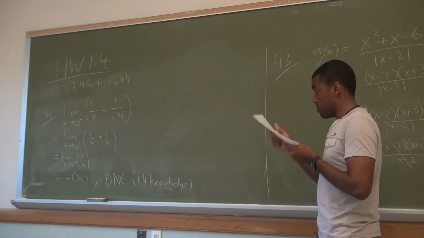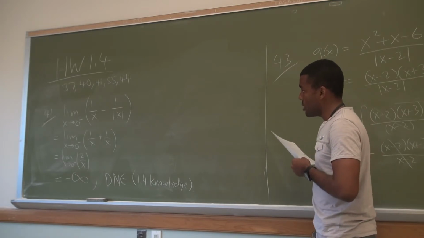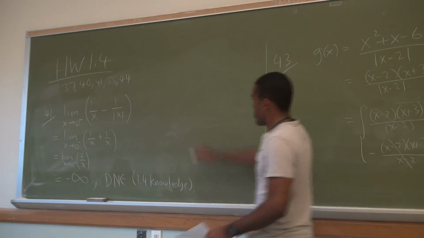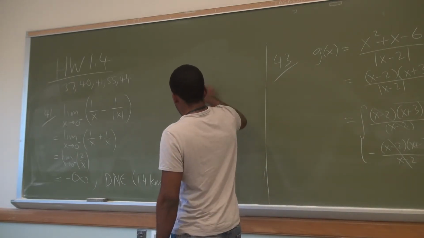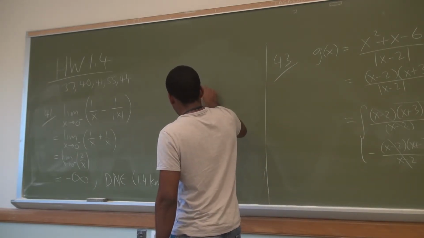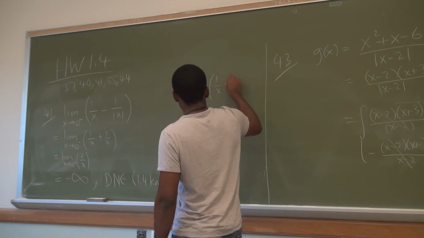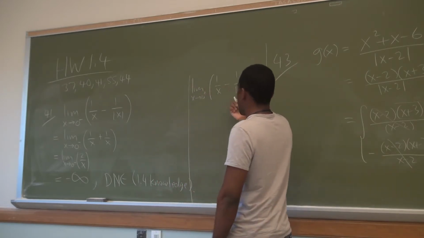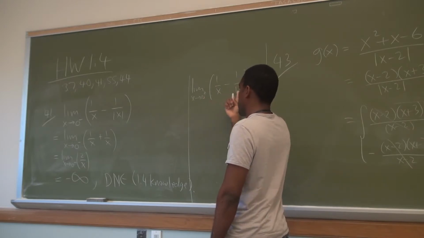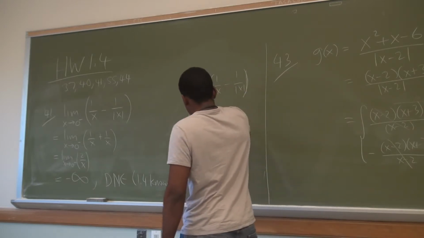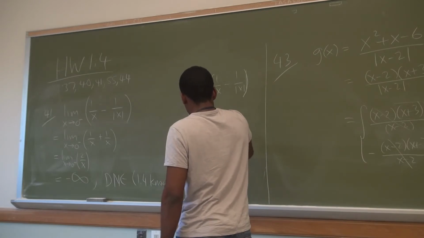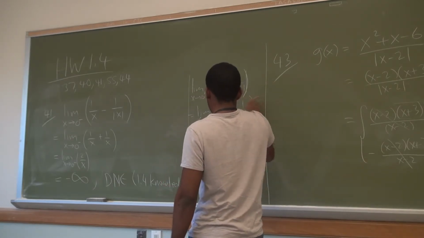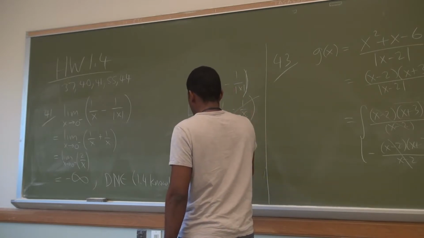Would it matter if you're coming from the right? If you're actually approaching 0 from the right side, what would this be? Right, because this absolute value, since x is positive, would return just x. So this will actually be 1 over x minus 1 over x. Well, that's just 0. The answer would actually be 0.